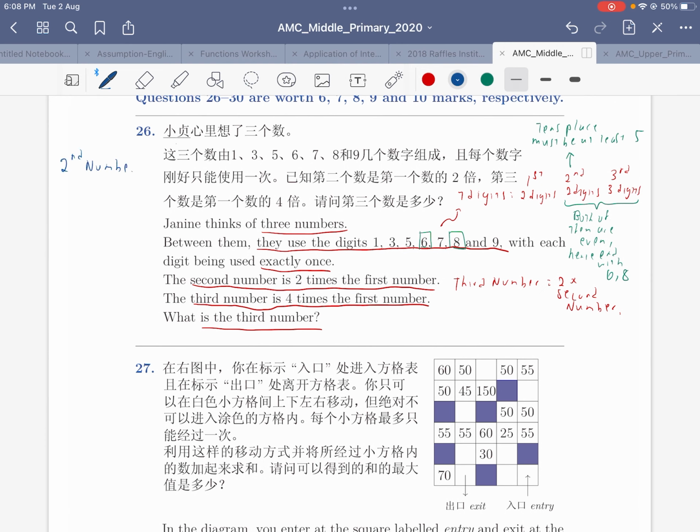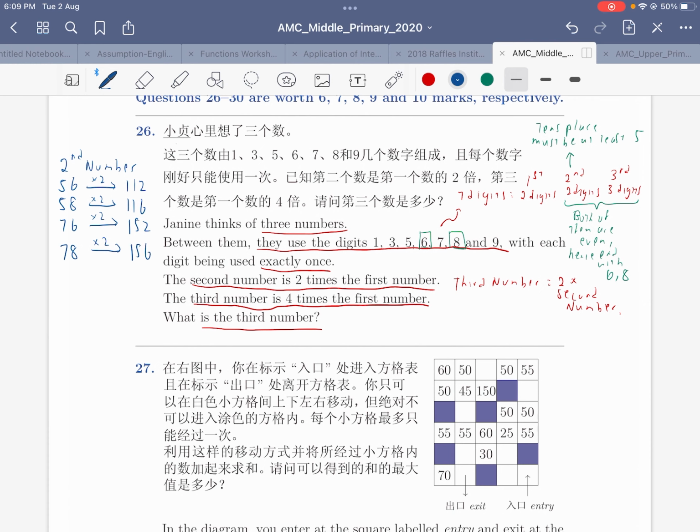Now there are a few cases, so let's take a look carefully. The second number can be 56, 58, 76, and 78. Now we will need to multiply all of them by 2 to take a look at the third number. So let me write all the multiply by 2 over here. 56 times 2, I will get 112. 58 times 2, I'll get 116. 76 times 2, I'll get 152. And 78 times 2, I'll get 156.